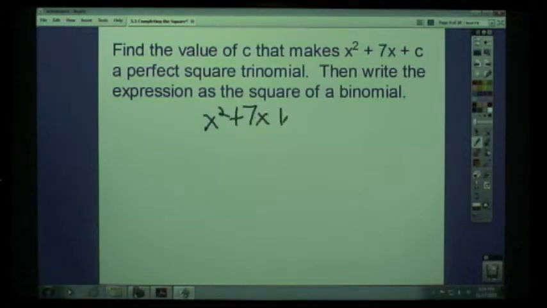All right, here's another one for you to try. Notice that this one, it might be a little ugly. It's okay. Try it out. Pause the video.